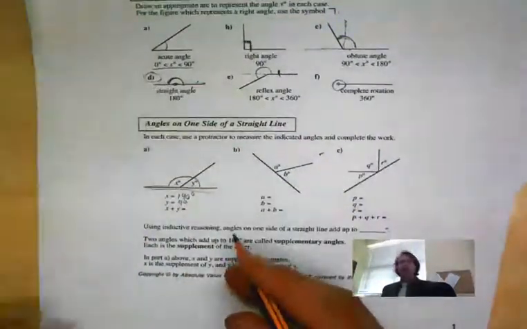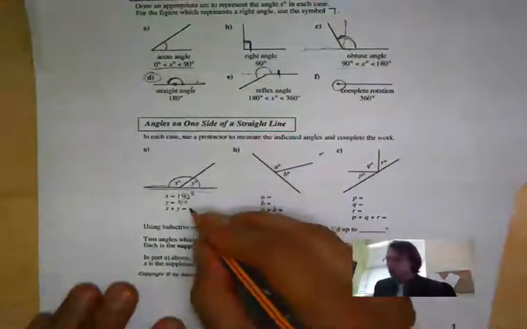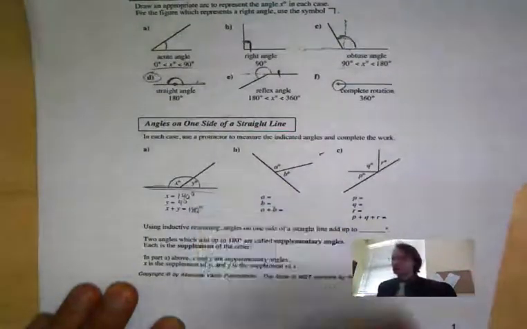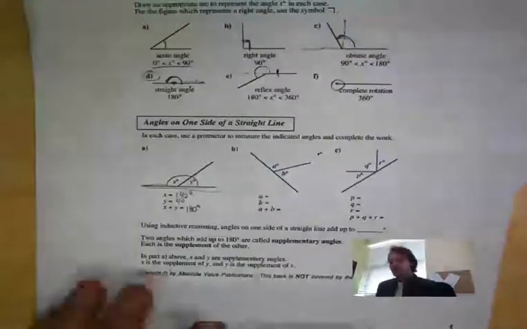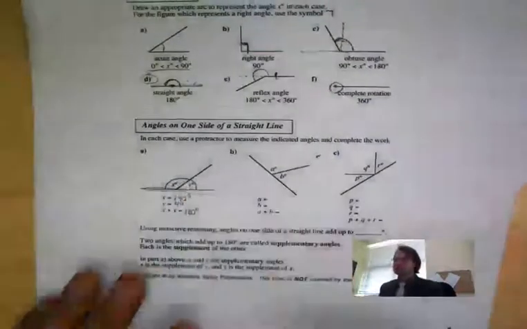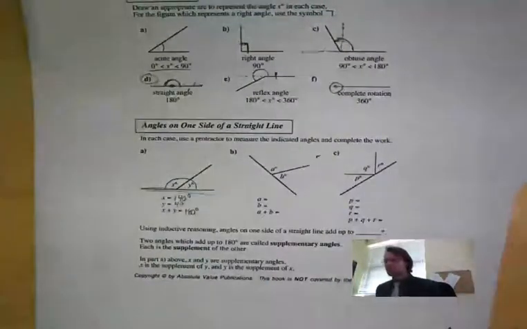Now we add those together. What do I end up getting? I'm going to get 180 degrees. Huh, well look at that. And this is a straight line. Okay, now let's take a look at B.